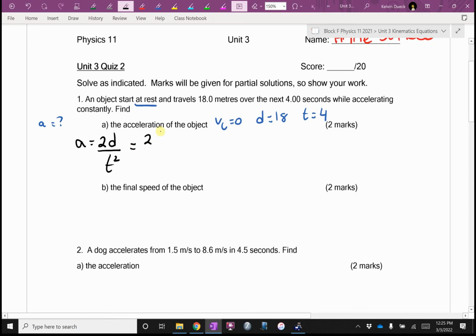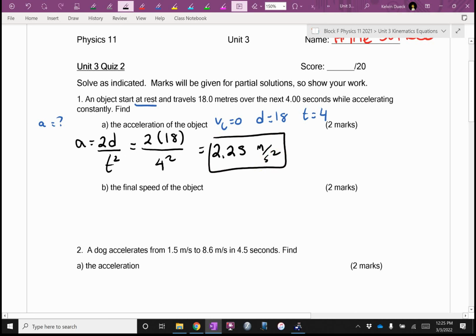It's going to be 2 times 18 divided by 4 squared. Don't forget the squared. And I can do this in my head. Sure, 2 times 18 is 36. It's going to be 36 over 16. It's going to be 9 over 4. Is it 8.25? No, 2.25. 2.25? Yes. Units, meters per second squared.